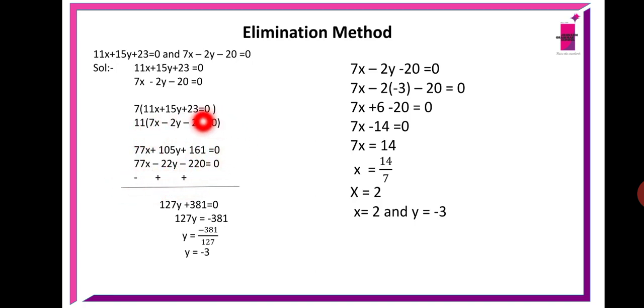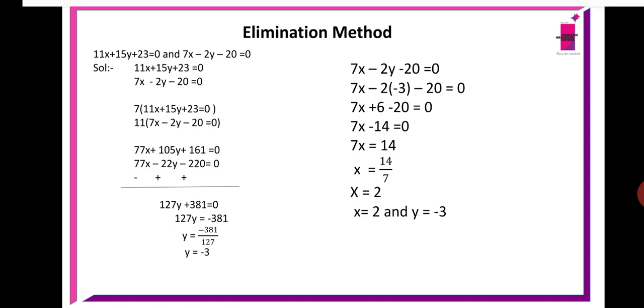Now, when you are subtracting, the second equation's symbol changes for each term. So, 77x minus 77x is 0. 105y plus 22y is 127y, plus 381 equal to 0, so you will get y equal to minus 3 after simplifying. You are going to substitute y equal to minus 3 in any one of the equations.